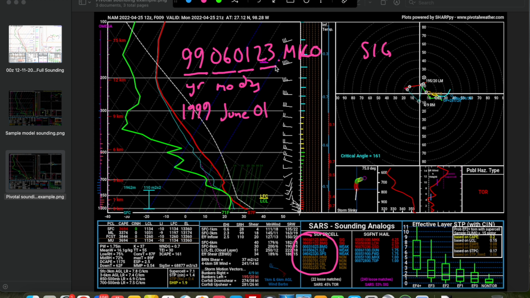And then the last 2 digits before the dot are the hour. So this would be 23Z. And then after the dot, you have MKO. This is going to be your Weather Service office or county warning area in which the sounding occurred. I'm not exactly sure off the top of my head what MKO is, but this would be the location where the sounding was released at this given year, month, date, and time. Then, of course, you have your type of supercell.